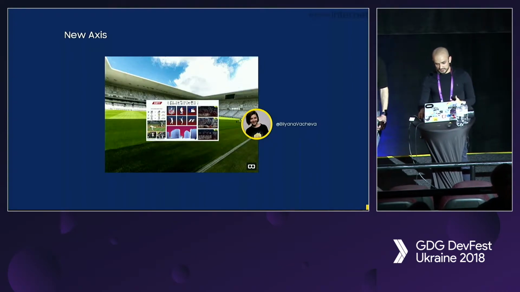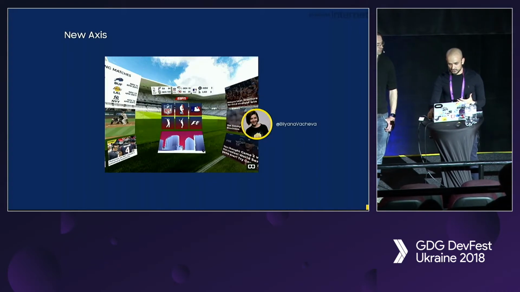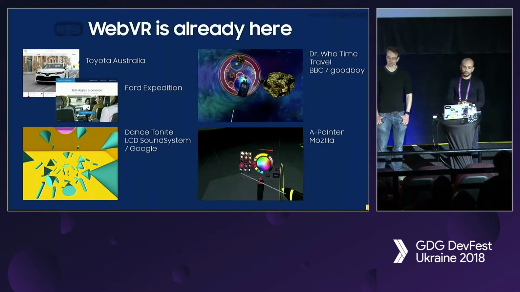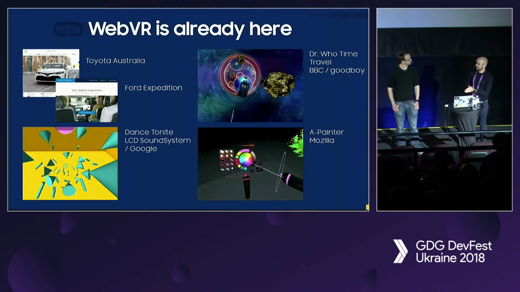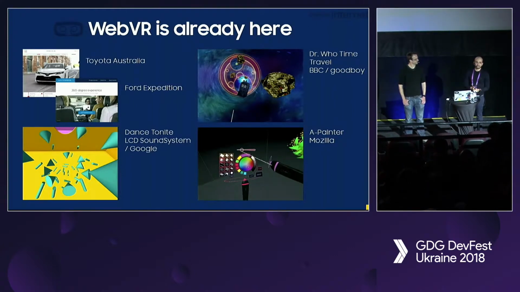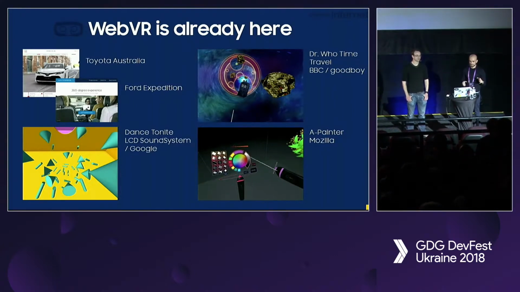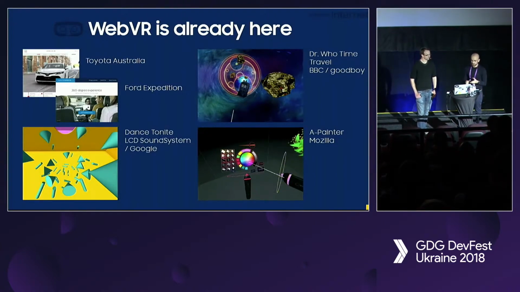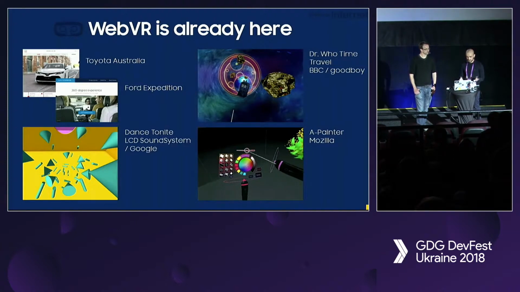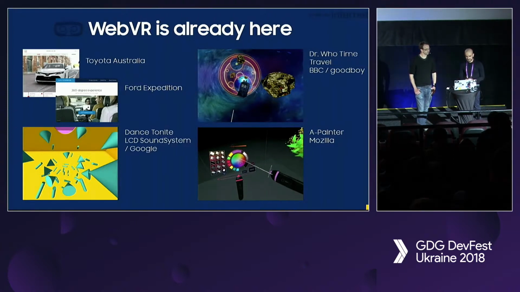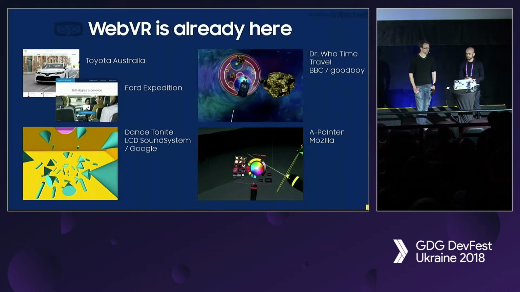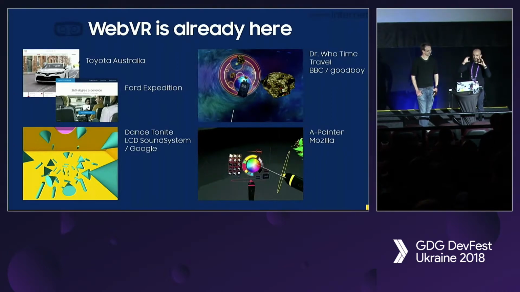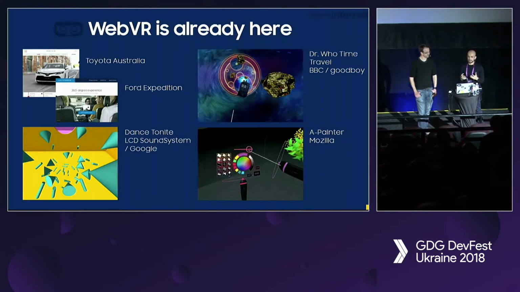And while all of this sounds a bit like the future, the important thing is that while WebXR is coming later this decade, WebVR is already here, and there are already some uses, from car configurators. Toyota in Australia is using it. Ford is using it for its Explorer line. Google did one with LCD Soundsystem, which is quite dope. You go into the headset and you get different points of view depending on how you're experiencing this content.